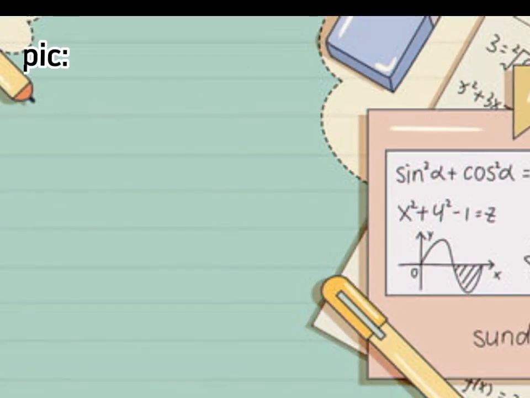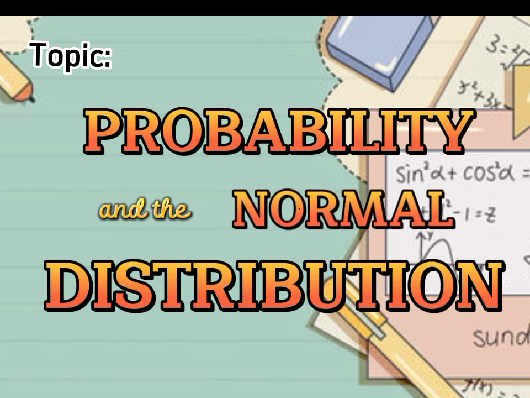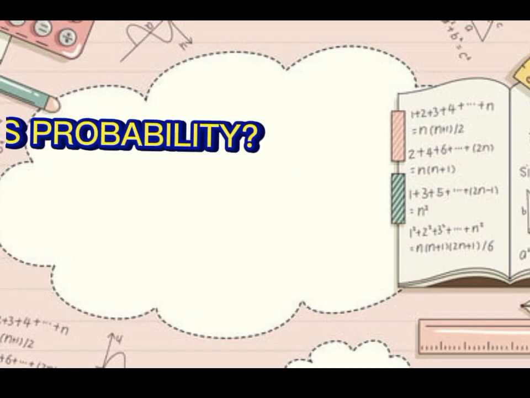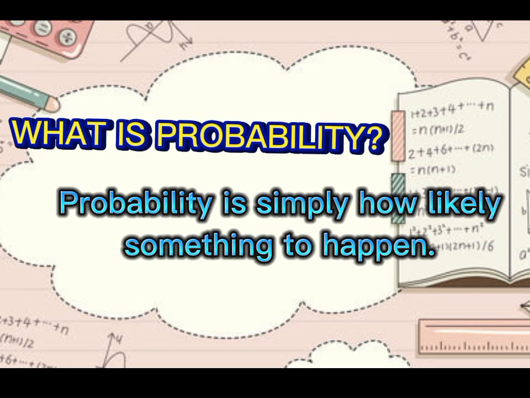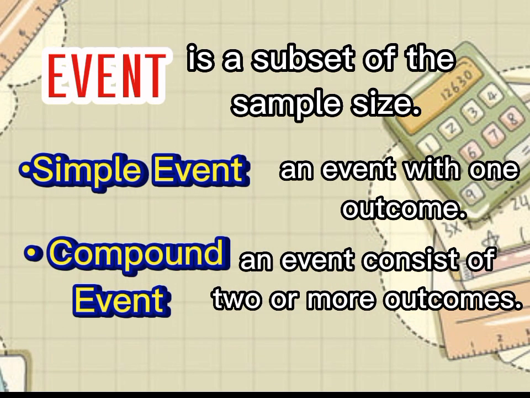My topic is probability and the normal distribution. What is probability? Probability is simply how likely something is to happen. An event is a subset of the sample space. A simple event is an event with one outcome. A compound event is an event that consists of two or more outcomes.